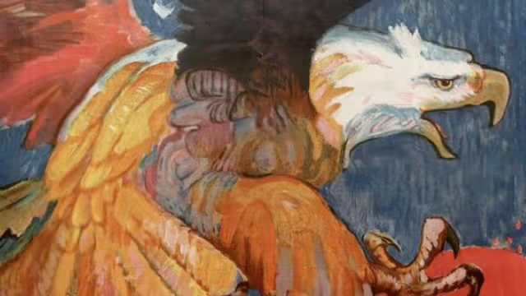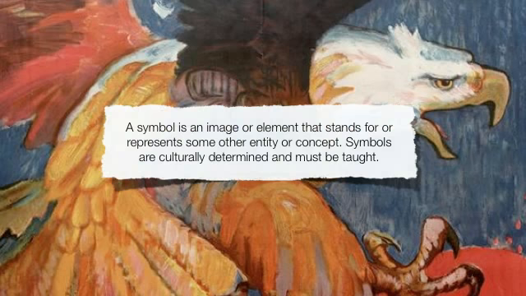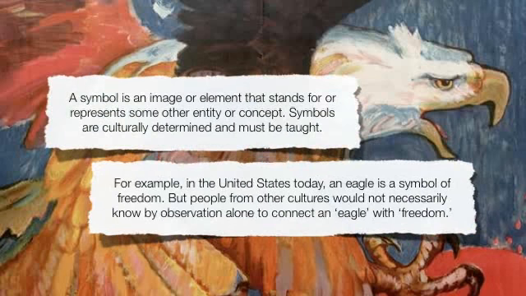A symbol is an image or element that stands for or represents some other entity or concept. Symbols are culturally determined and must be taught. For example, in the United States today, an eagle is a symbol of freedom, but people from other cultures would not necessarily know by observation alone to connect an eagle with freedom.